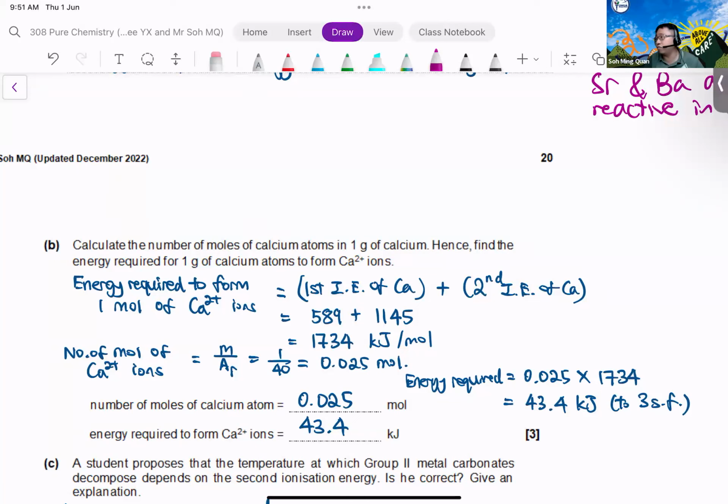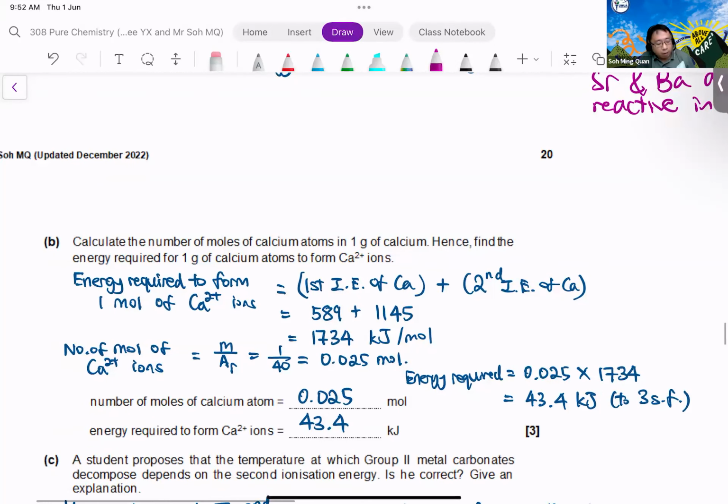Once you know that, I think doing the question is really easy. 0.025 times the energy that you have just calculated. So you can see by really understanding the question, this question, 3 marks easily gotten, easily obtained. On the other hand, if you had not annotated as thoroughly as I have, you would make a careless mistake, and hence you wouldn't get the 3 marks. All right. Now moving on.